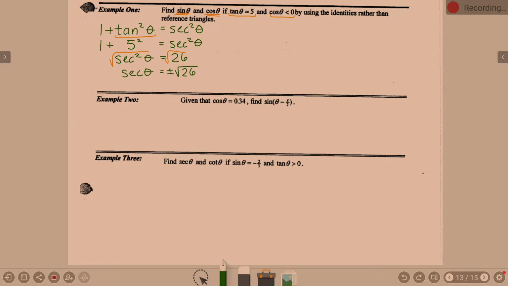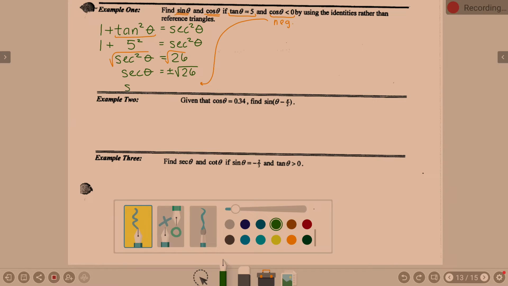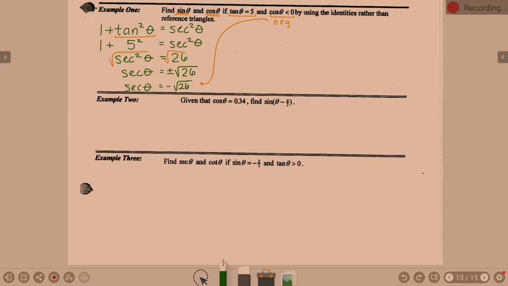Negative, because cosine theta is less than 0. That is fancy code for cosine theta is negative. If cosine is negative, what else must be negative? Secant, because cosine and secant are reciprocals. So for that reason, we're going to say that secant theta is negative square root of 26.